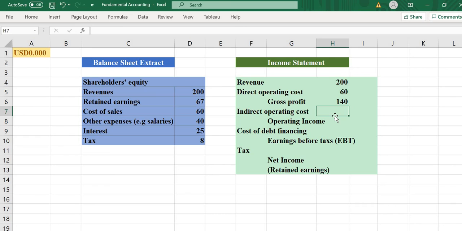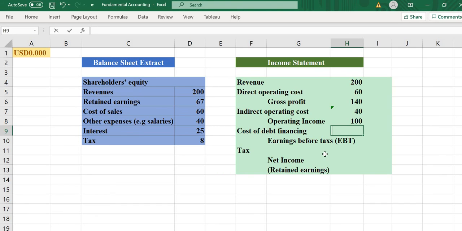We also have indirect operating costs. In this case, the balance sheet shows the indirect operating costs as other expense. For example, here I put the salary which the company pays for each employee, equal to 40. Then we calculate the company operating income, equal to the gross profit minus indirect operating costs, equal to 100.